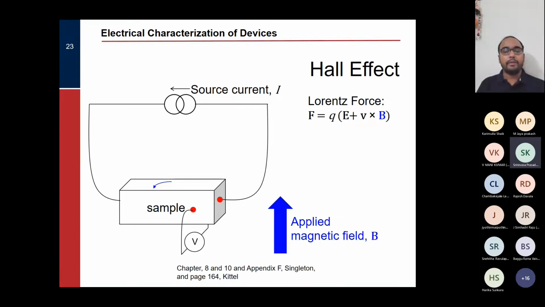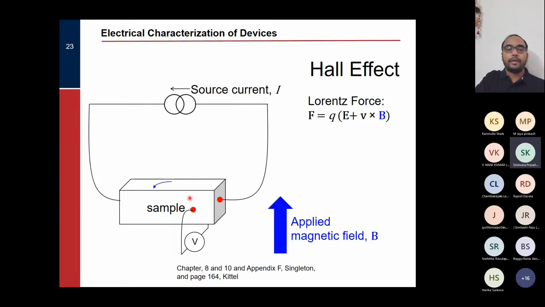Now, there is another type of measurement which is quite useful to know the material property. That is through the Hall effect. So what is the Hall effect? We apply a magnetic field perpendicular to the plane of a sample, and then we do the transport measurement. That means we apply a current and then measure the voltage. But now this voltage is not measured along the path of the current, but rather perpendicular to the path of the current. So let's say this is a semiconducting material.